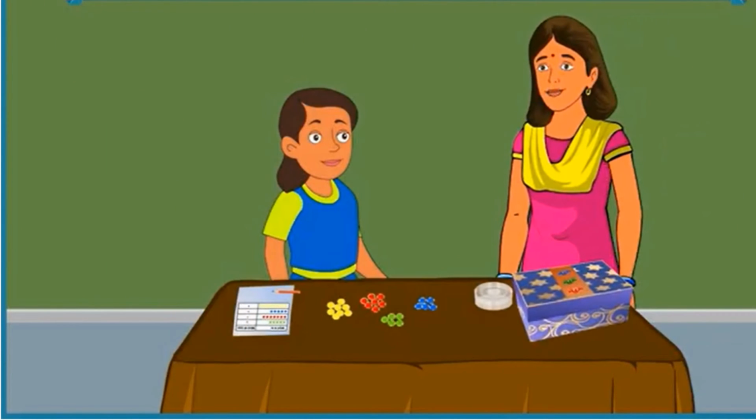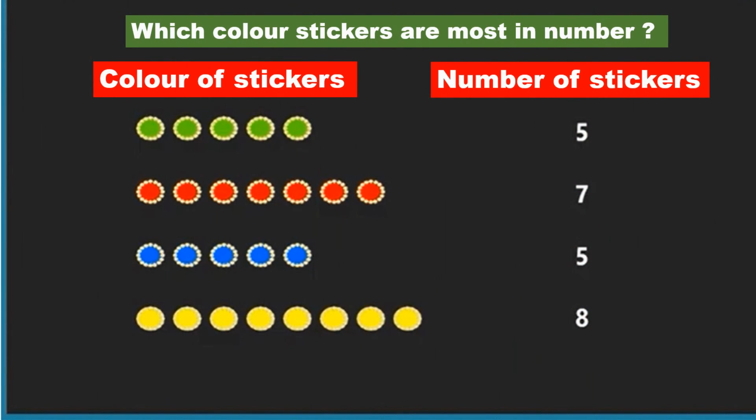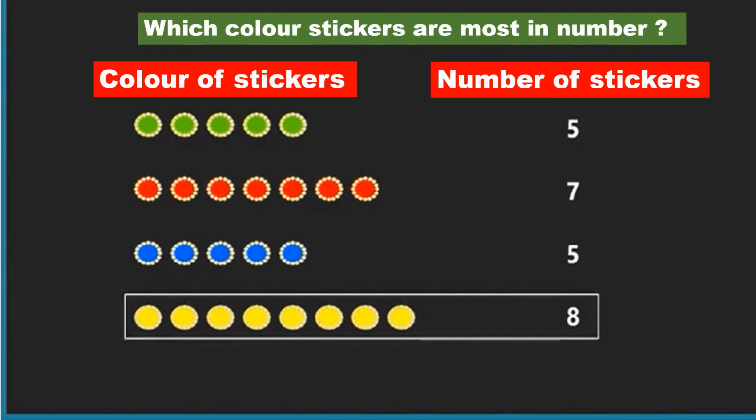Oh wow, Bubbly! You have very well represented the different colors of stickers. Come on, now tell me which color stickers are most in number? Yellow stickers are most in number, which is 8.